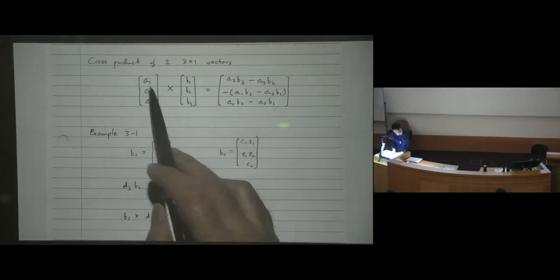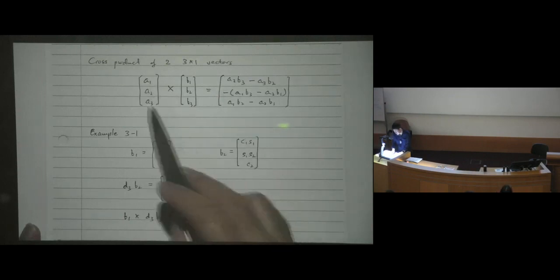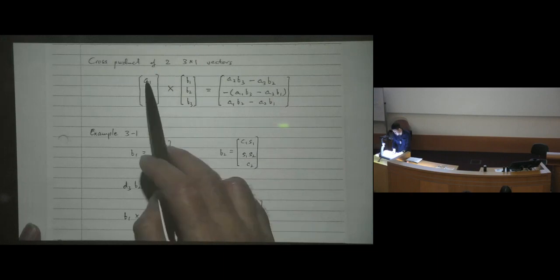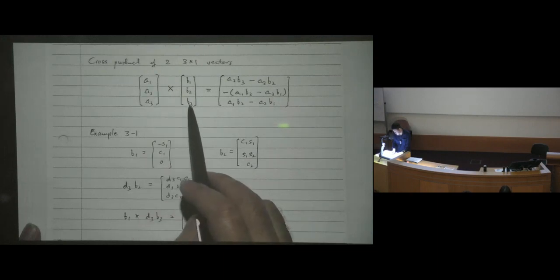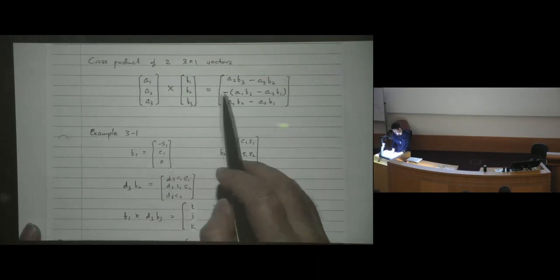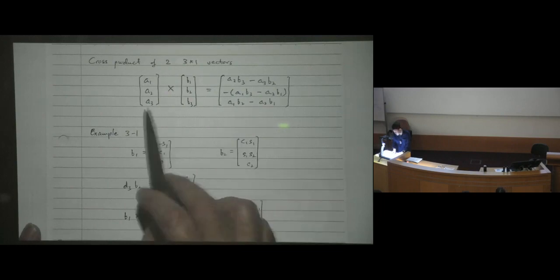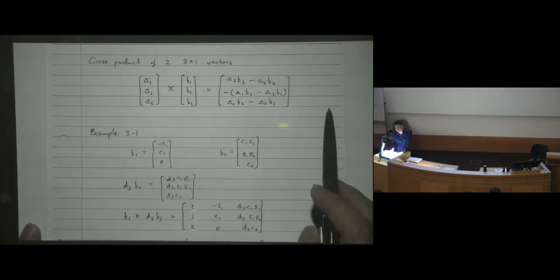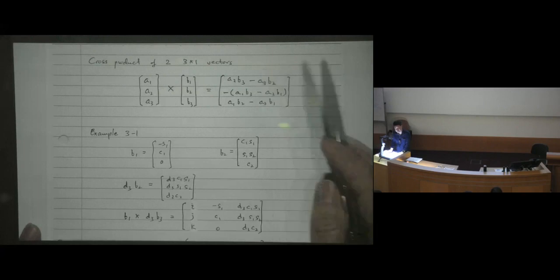So if I do a cross product, I'll do a 3 by 3 vector: A1, A2, A3, B1, B2, B3. For the first row, it is A2 multiplied by B3 minus A3 multiplied by B2. The second row will be your A1 multiplied by B3 minus A3 multiplied by B1, and then you put a minus over here. And for the third row, you will have A1 multiplied by B2 minus A2 multiplied by B1. So this is for column vectors.